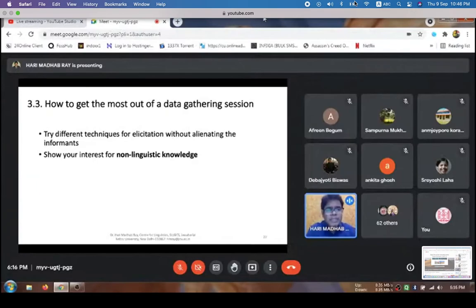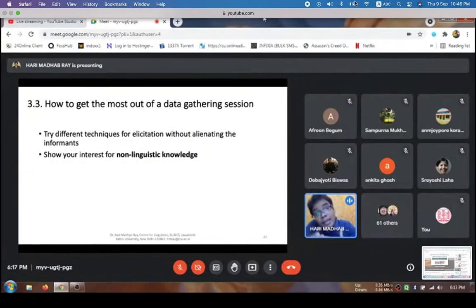And especially, try different techniques for elicitation without alienating the informants. Not only one technique, you need to have different kinds of techniques. At times you need to observe. Questions are definitely there, but let's say you have collected data for more than 1 hour and the informant is not interested, then you can say, why don't you narrate a story in your language?